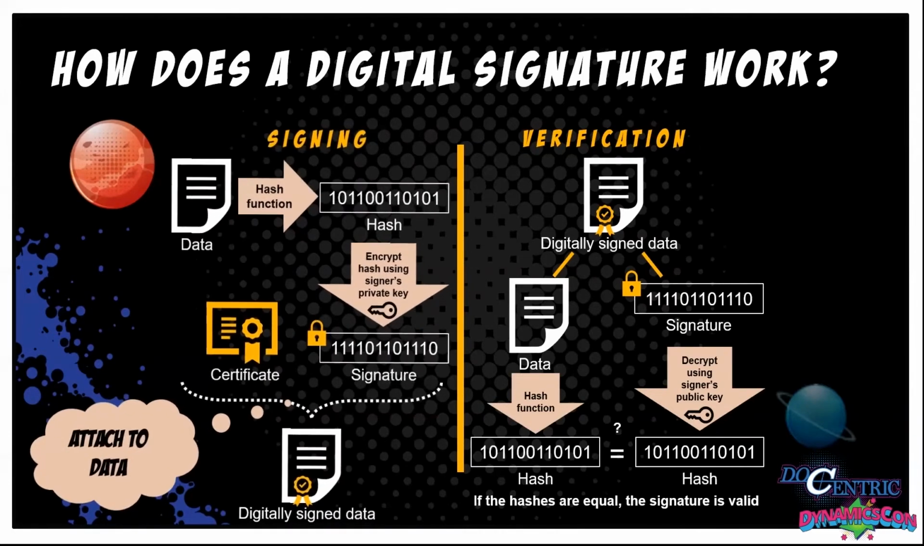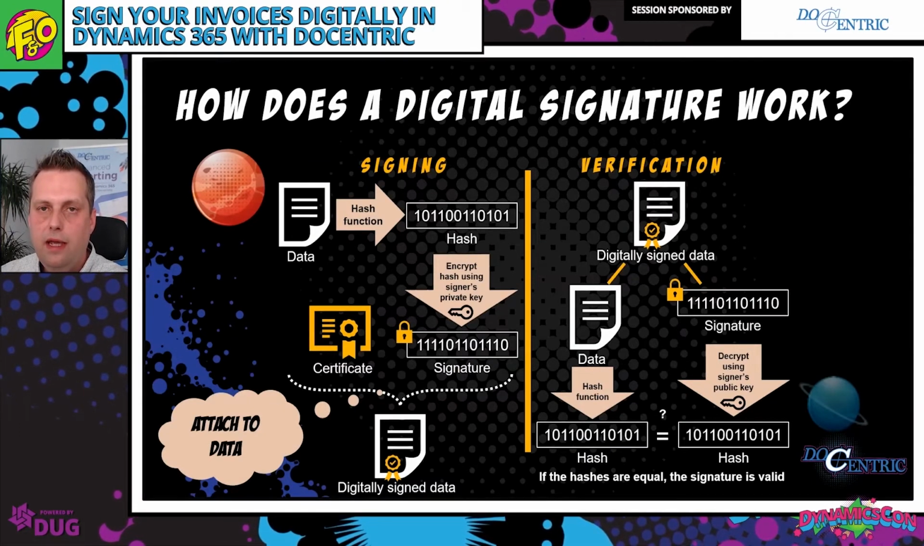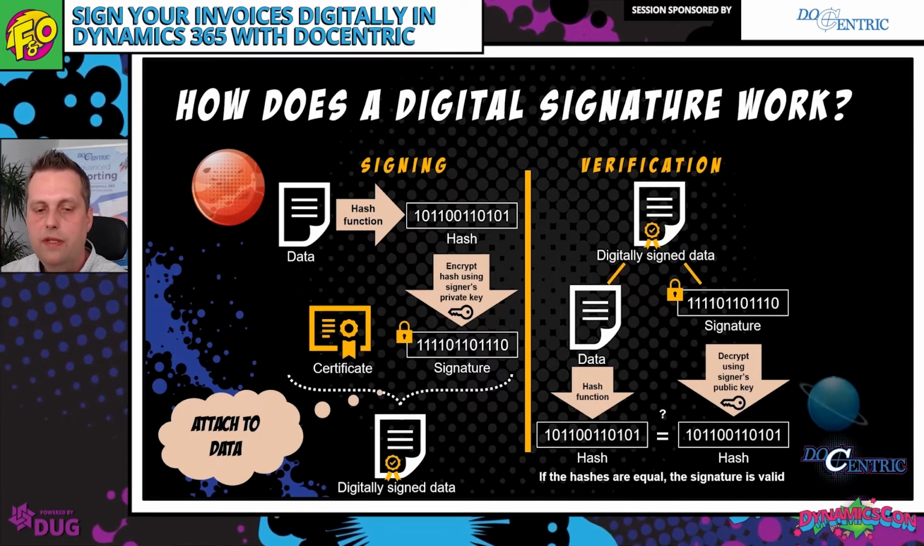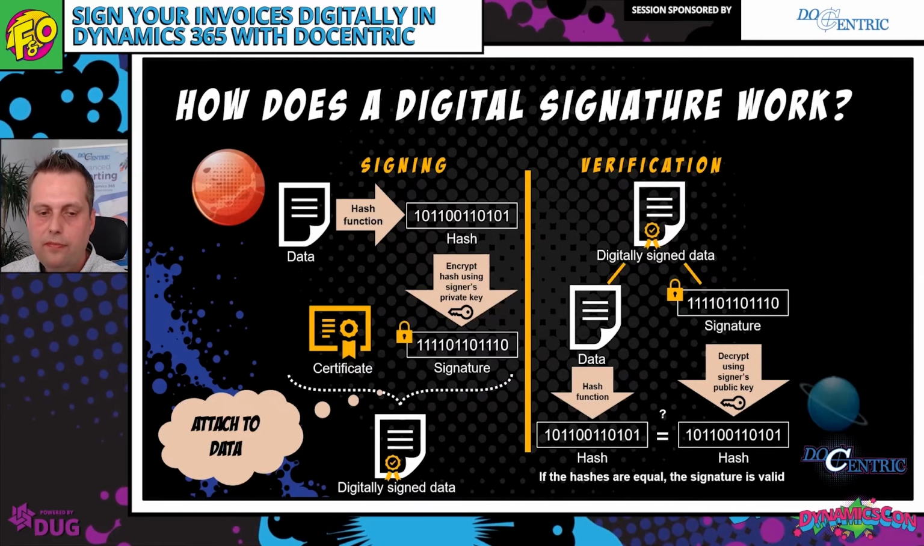So when we start with signing, we first calculate a unique value by using hash algorithm. Then the certificate's private key is used to encrypt the signer's hash, and the result we get is the digest, or as we call it, digital signature. The signature is then attached along with the public part of the certificate to the data.